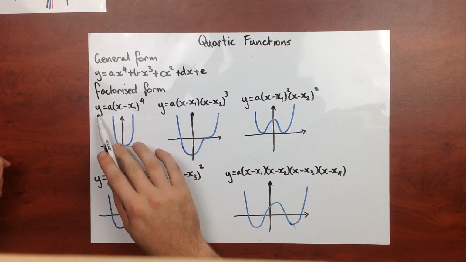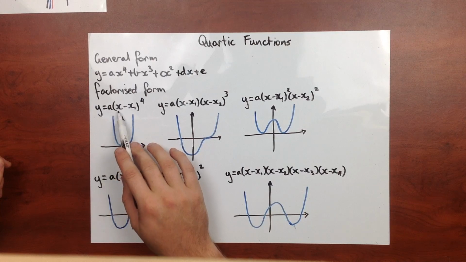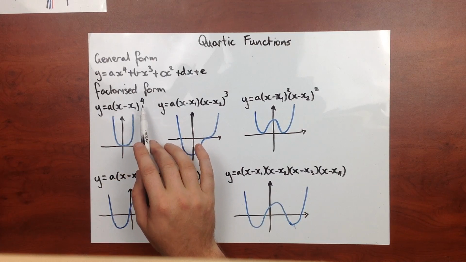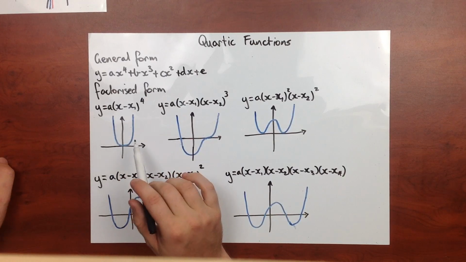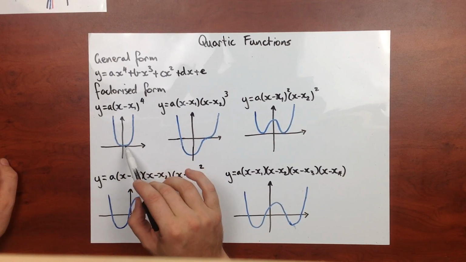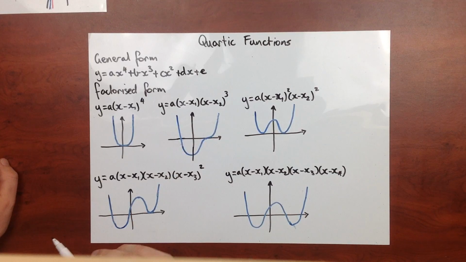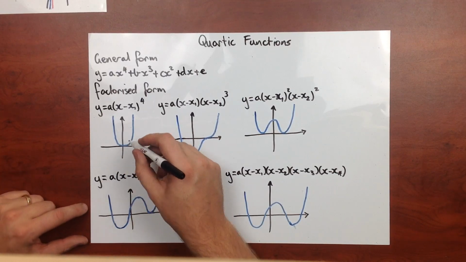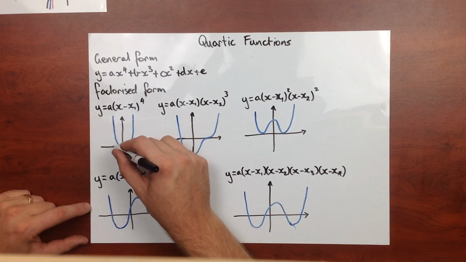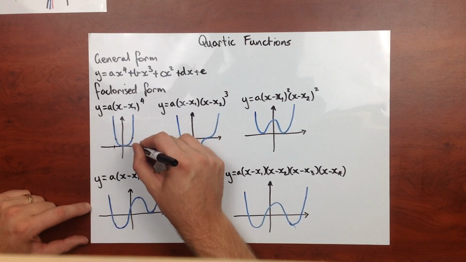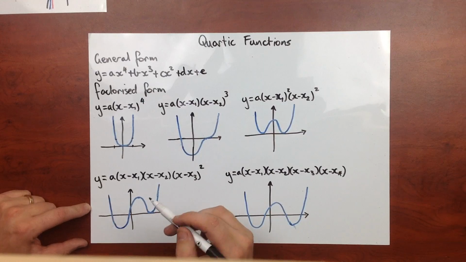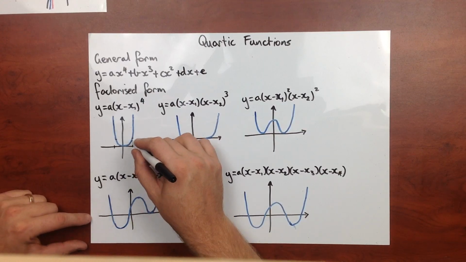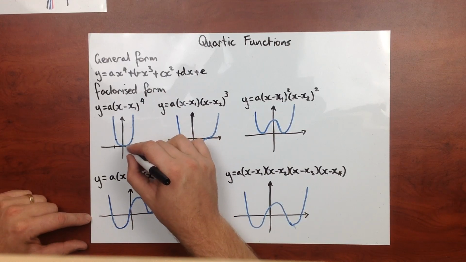Our first one, which is y equals a outside of x take x1 to the power 4, which is very similar to our turning point form, has this general shape. It pretty much looks like a quadratic, except you'll see that the bottom is flatter than a quadratic. That's basically because of our values between -1 and 1, our fractions. As we raise a fraction to a higher power, the answer gets smaller, quicker, so we end up with this flatter bottom.